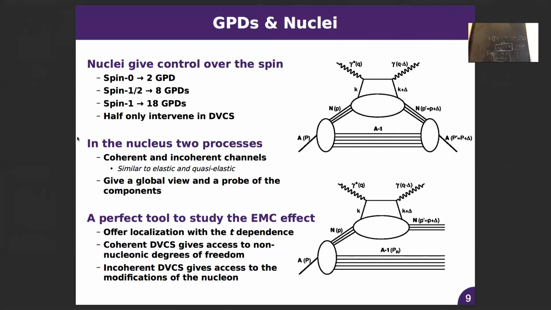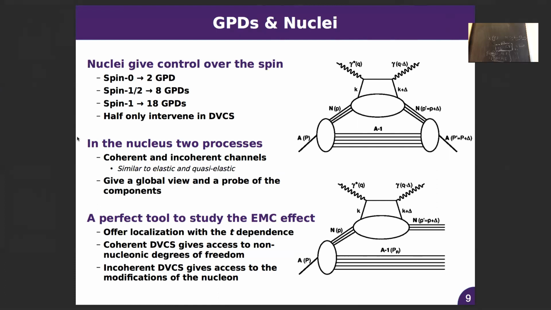And if you want to start to look at deuterium, for example, you have to jump to a lot more GPDs. That can be an issue, as we've shown, because if you don't want to make assumptions about all those GPDs that you don't measure, that leads to problems. And in the nucleus, when we discussed nuclear GPDs, it was also mentioned rapidly, there are two processes, two channels, the elastic and the quasi-elastic. In DVCS, we call them coherent and incoherent.